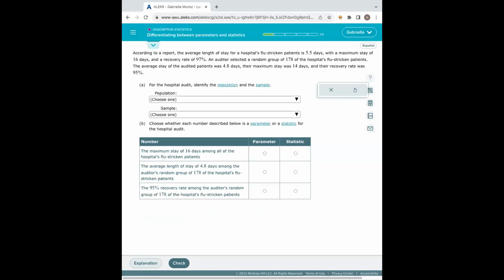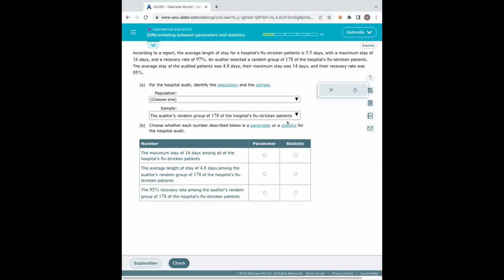All right. So you can read the thing at the top if you want, but the population sample, if you want to click on the drop downs, there's going to be two words there. The sample or the population is always going to be the all. The sample is going to be the other one. And then so all would be all. Yep. All right. So when you're looking at the table down below, you're trying to decide if you see the word all the hospitals patients, that's probably a parameter.